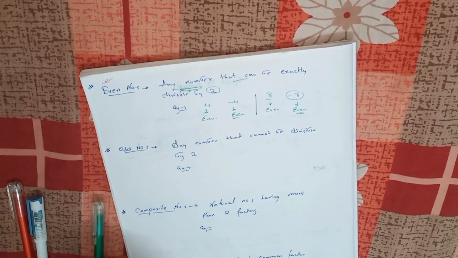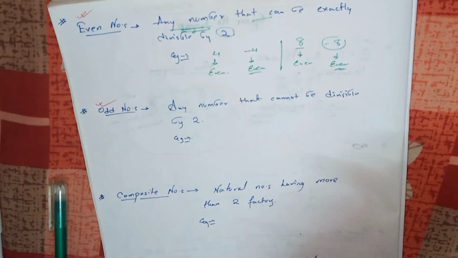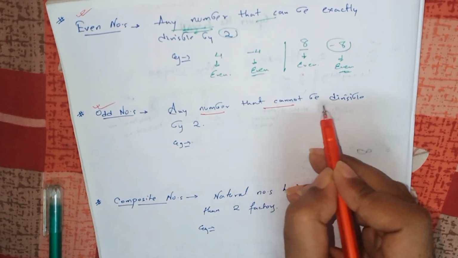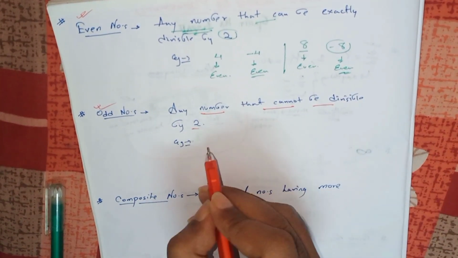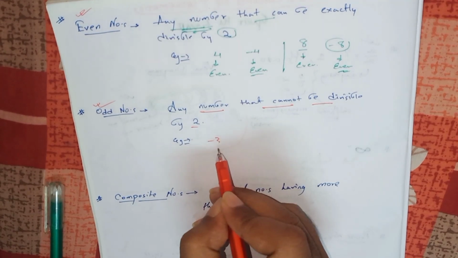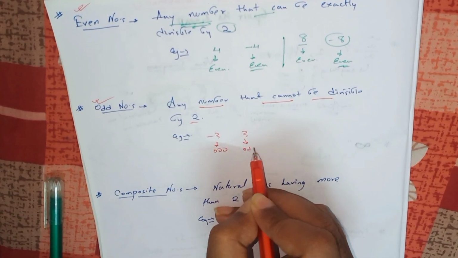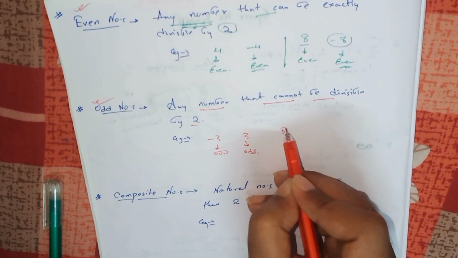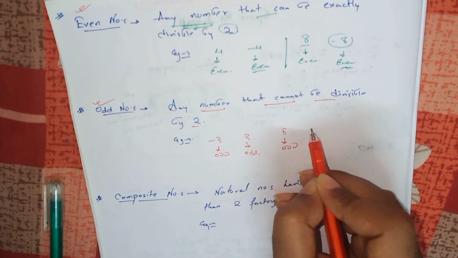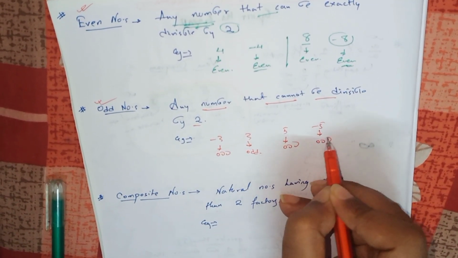Got it? Same goes for odd numbers. Any number that cannot be divisible by 2. So minus 3 is also an odd number. 3 is also an odd number. Similarly, 5 is also an odd number. Minus 5 is also an odd number.